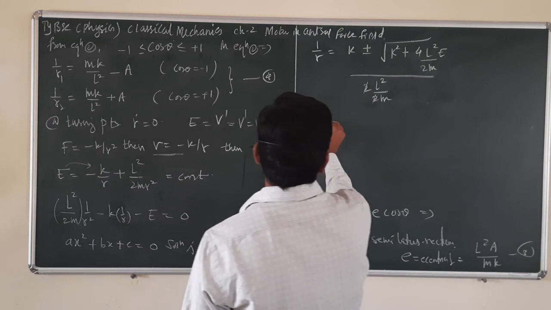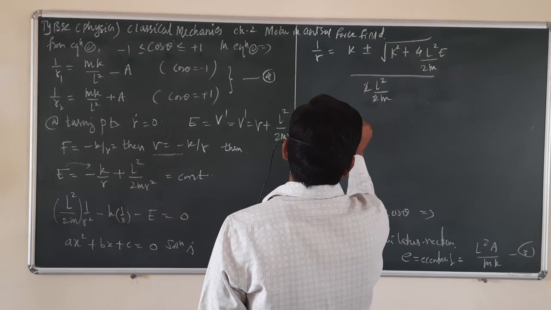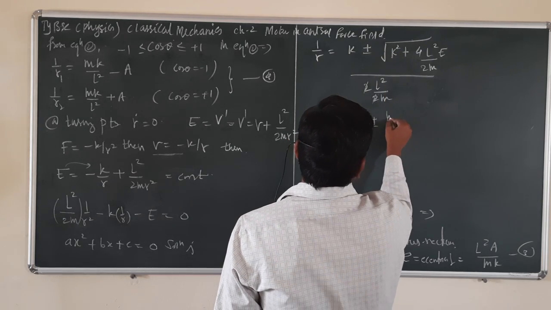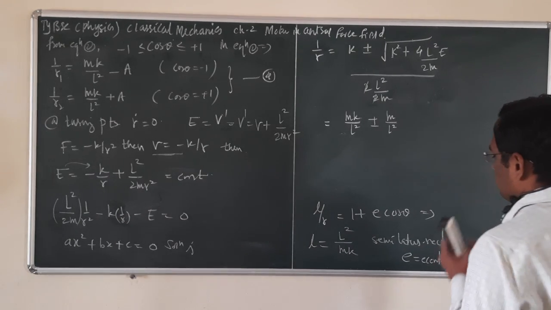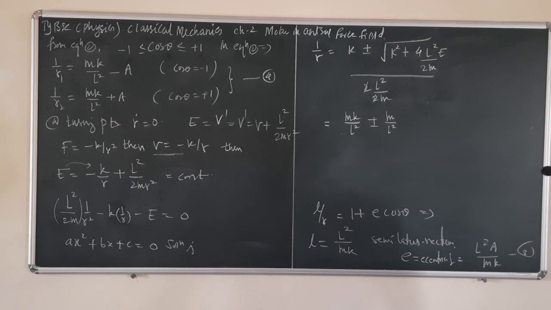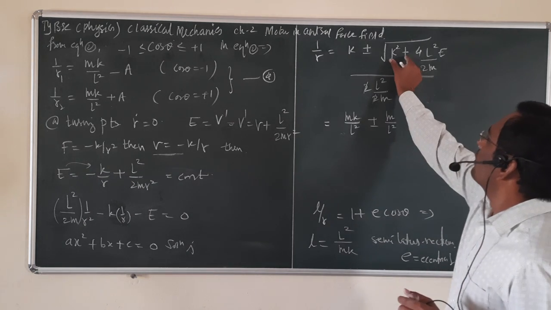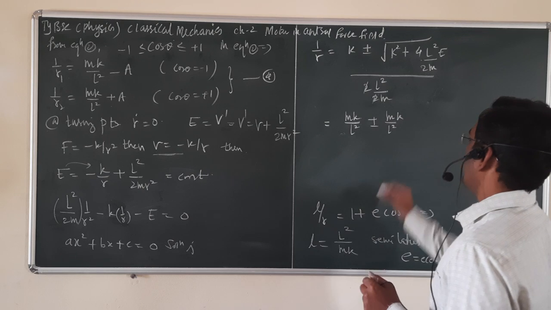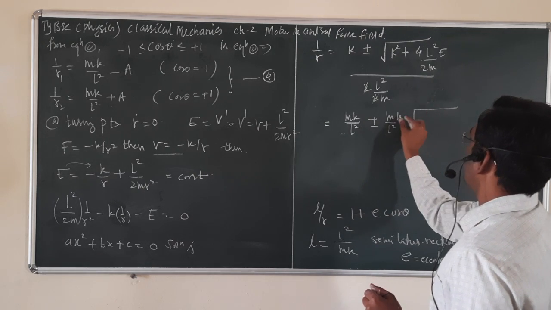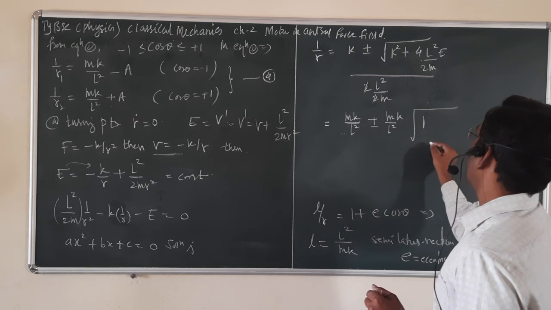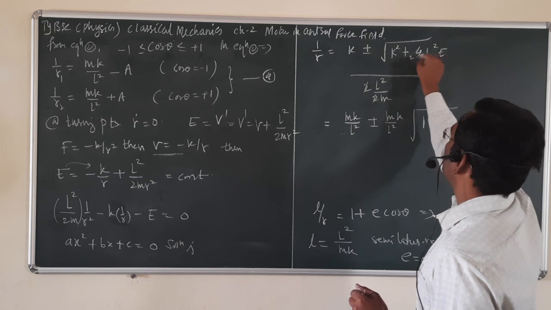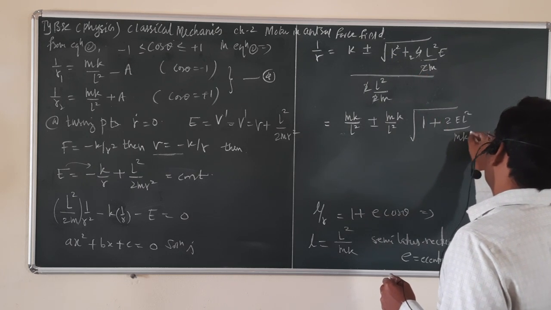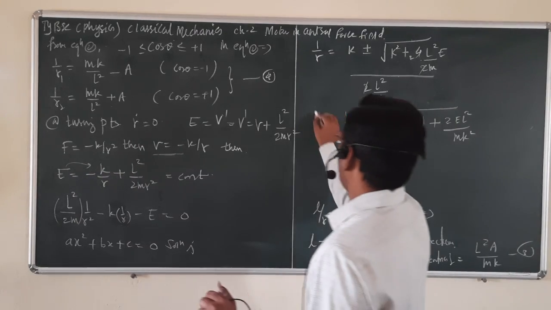And 1 over r is equal to mk divided by l squared plus or minus, this will go to this, so m divided by l squared. From this equation, if you take k squared common from these two terms and take this k squared out of the square root, here you will end up with mk. And in the square root, if you take k squared common and take it outside the square root, that will become k. So here you will have 1 plus 2 times e l squared divided by, since we have taken k squared common, mk squared in the denominator. So 1 over r is this.